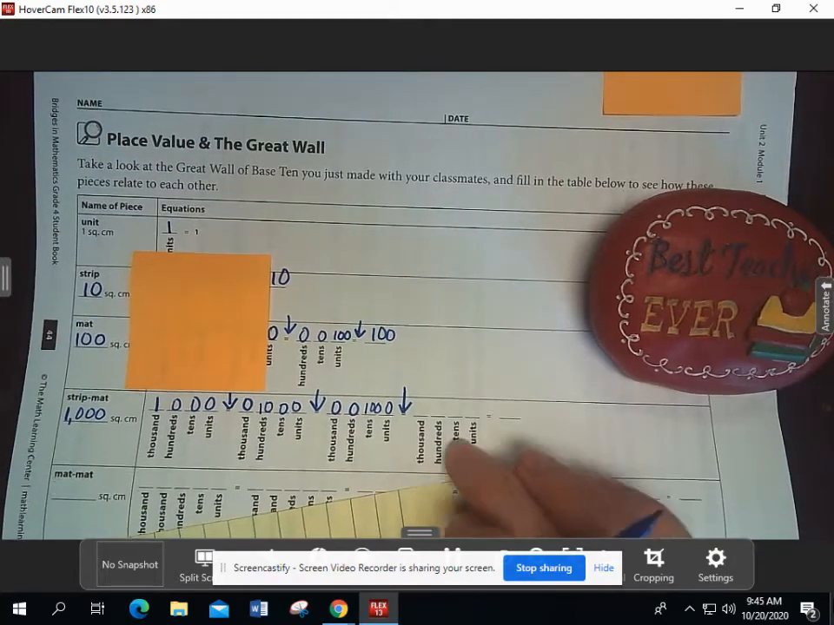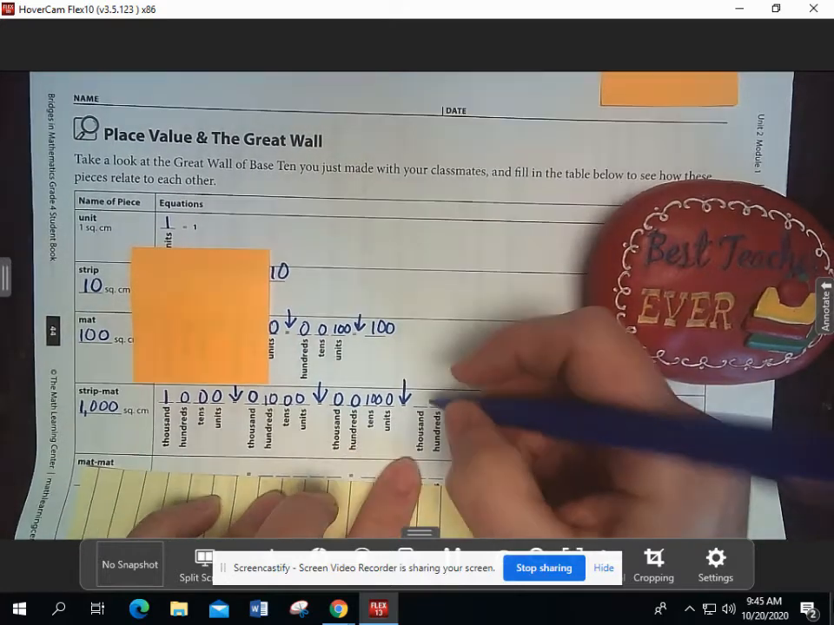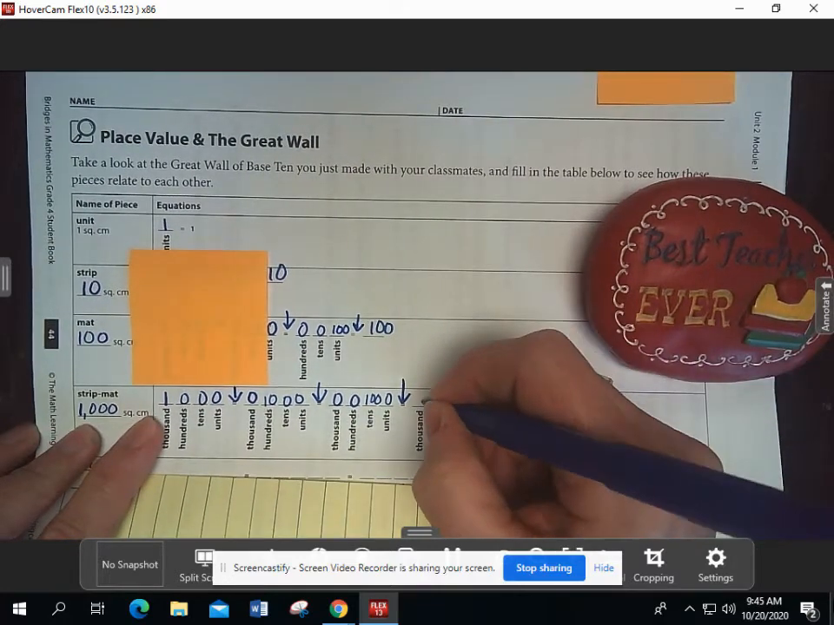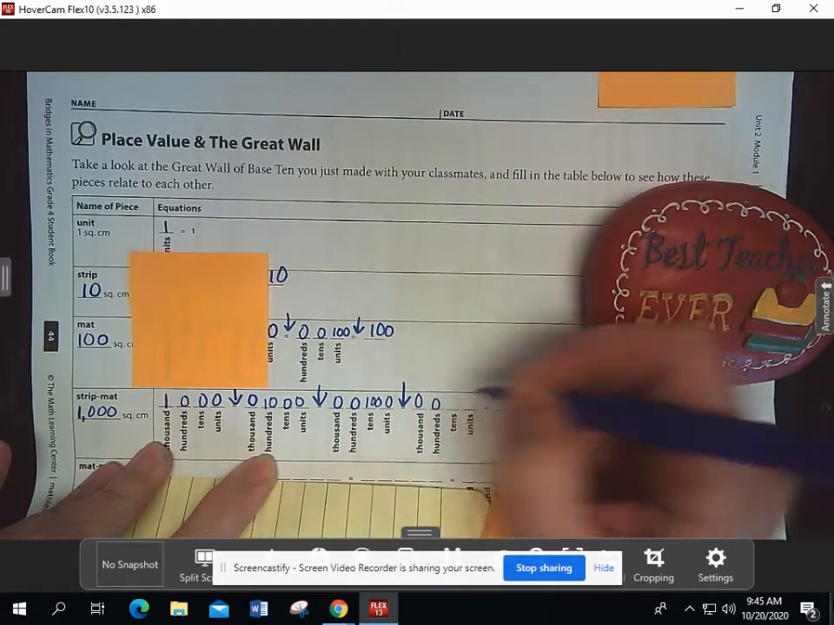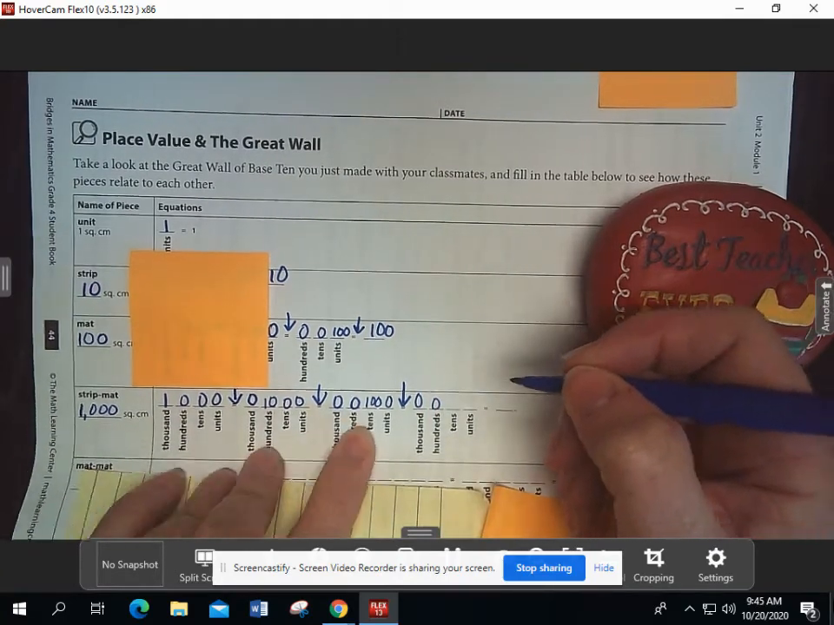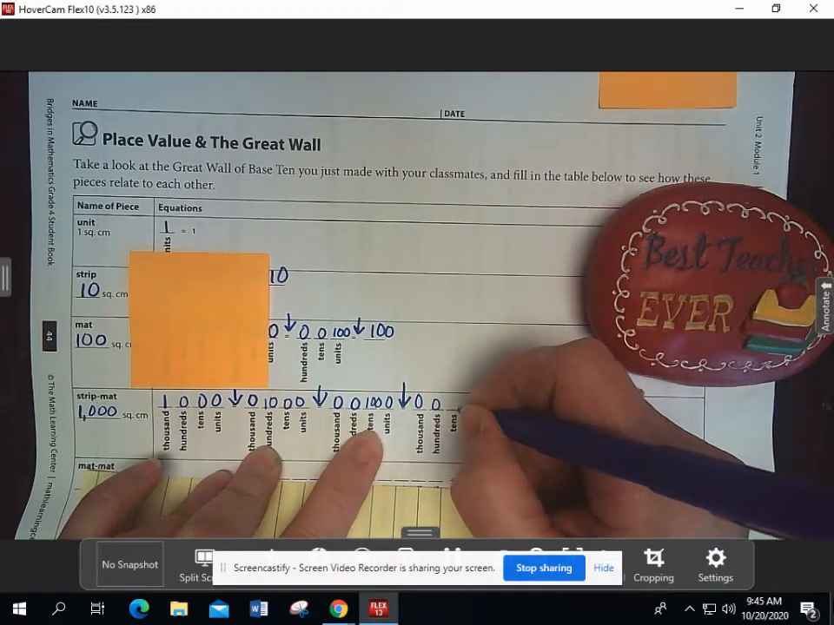Okay, it's to the last part that we're going to cut apart now. We already talked about when we had one group of 1,000. We talked about when we had 10 groups of 100. We talked about when we had 100 groups of 10.